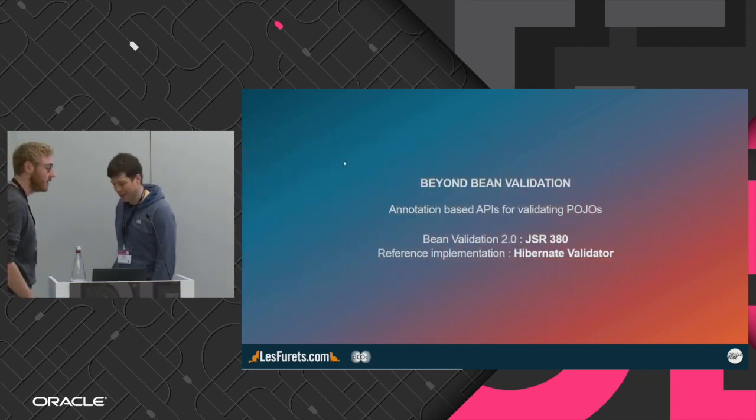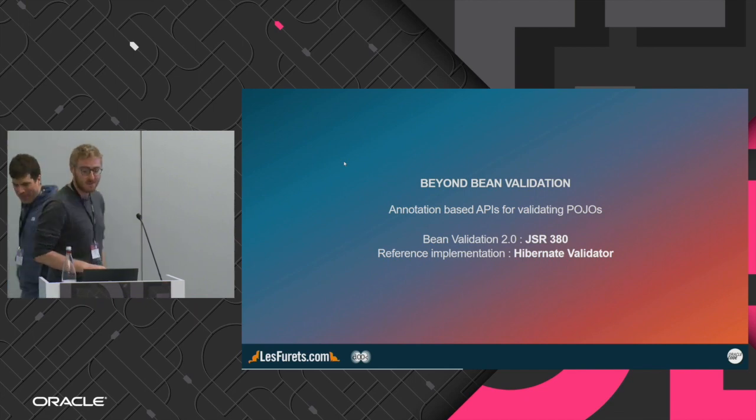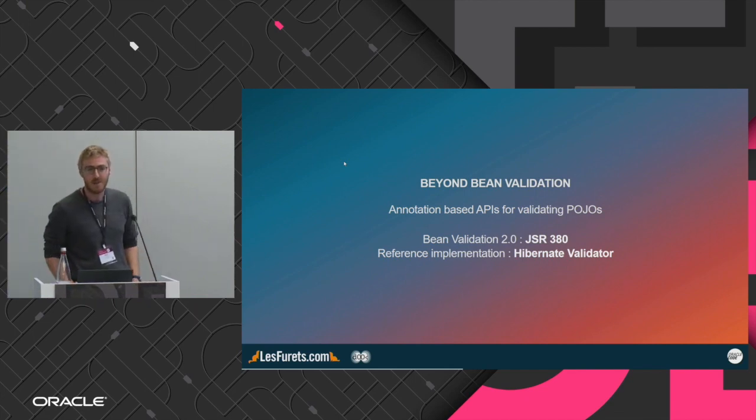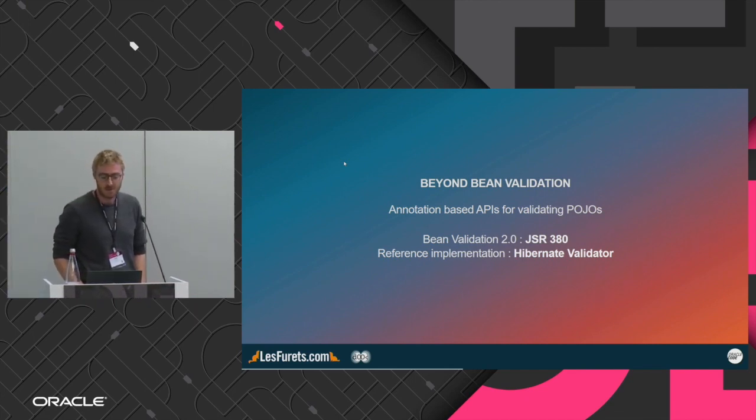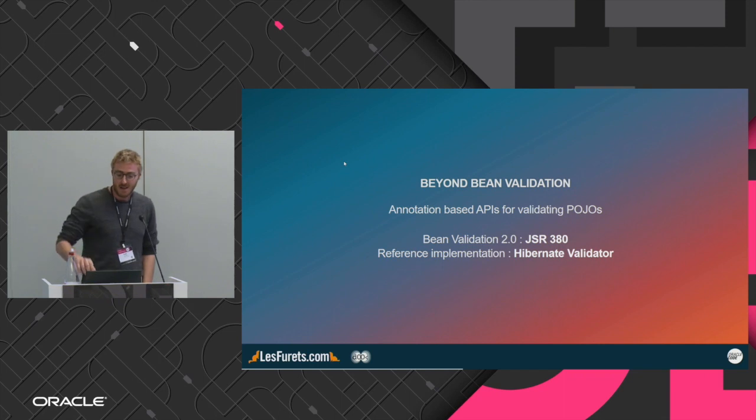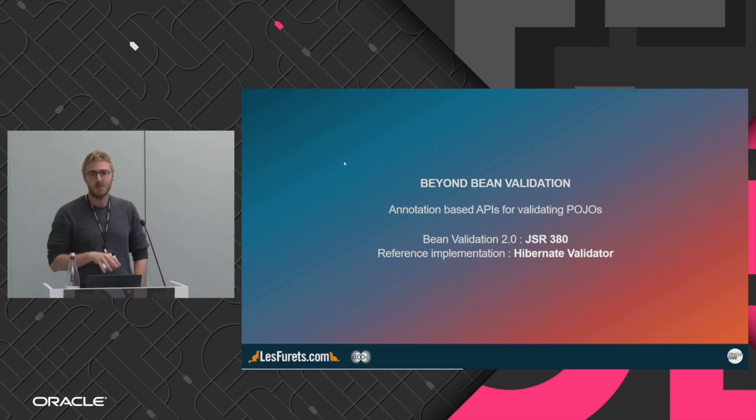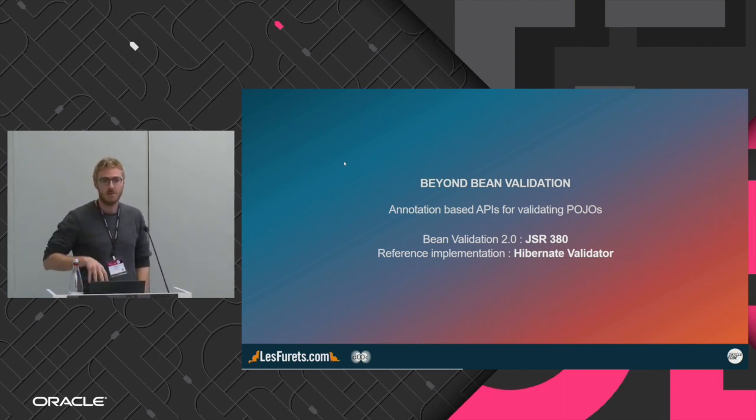Thanks for the spoiler. So as you were saying, there's already a validation framework, a JSR in Java, called Bean Validation. The reference implementation, as you know, is Hibernate. And it's an annotation-based API. You just put annotations on your model, and it should work well.